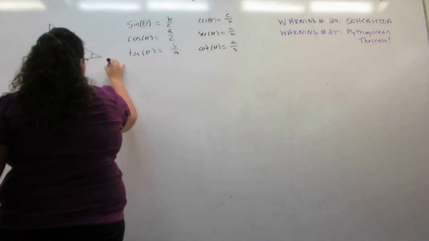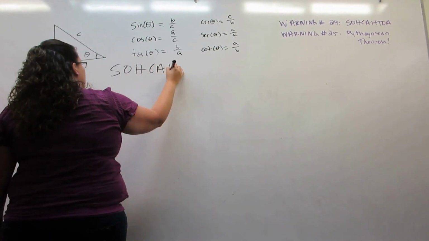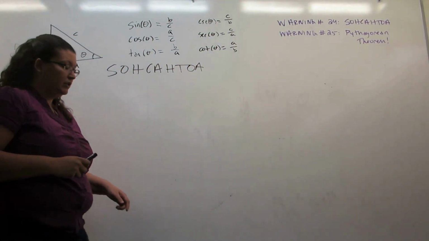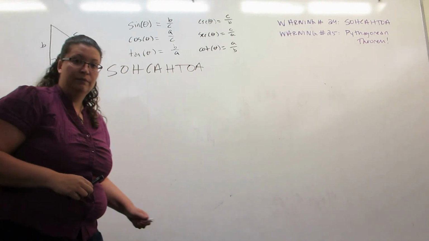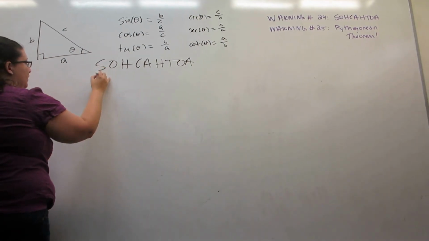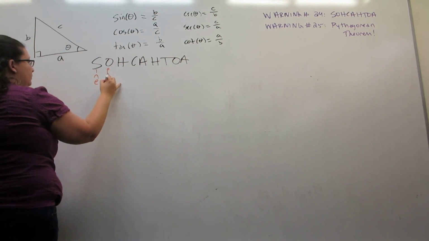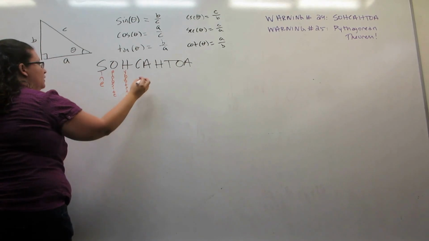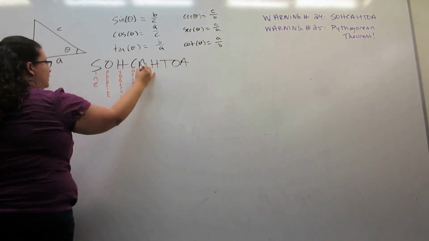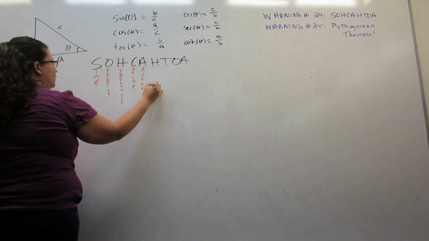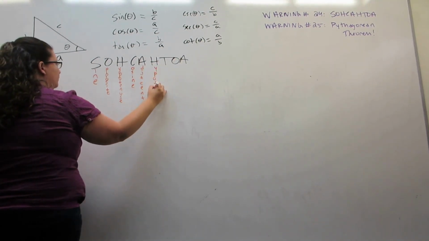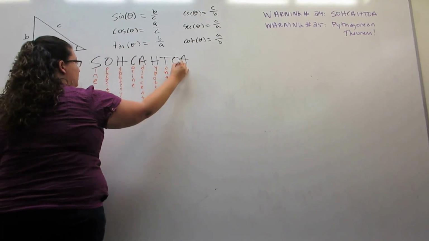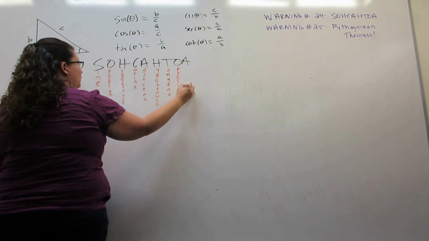Okay? So, this acronym tells you how to compute sine, cosine, and tangent for any acute angle. It says that the sine is opposite over hypotenuse, that the cosine is adjacent over hypotenuse, and that the tangent is opposite over adjacent.